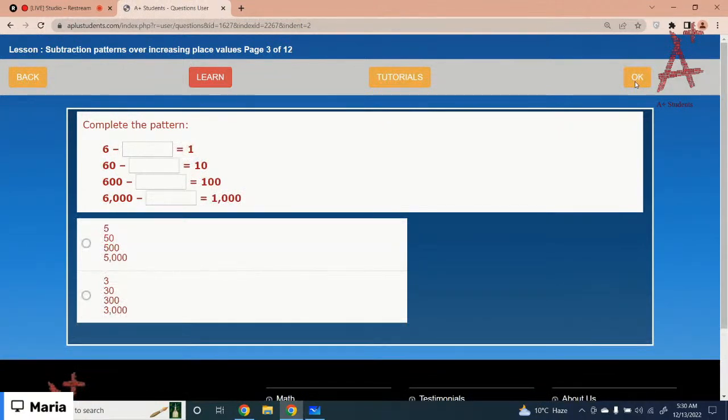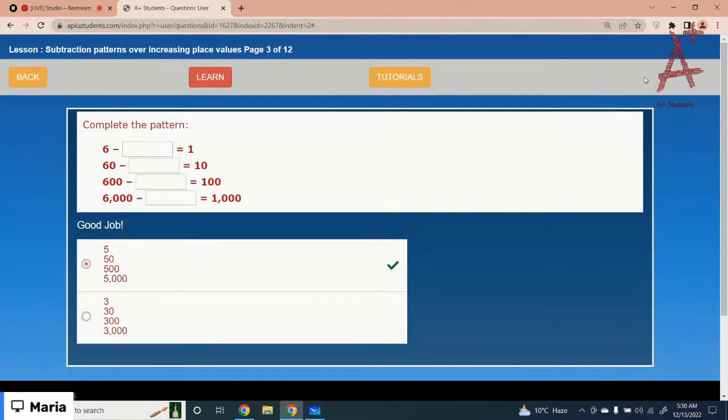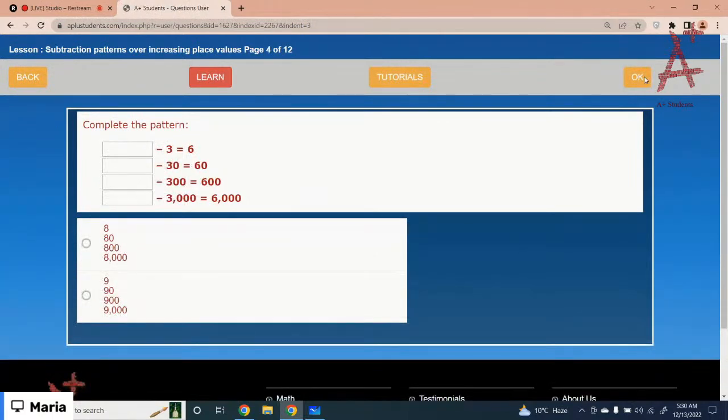So which of the options is the correct one? It would be 6 subtract 5 is 1. Yes, it would be 1, 10, 100, and 1000. Got it? So just select the correct option and click on the OK button.